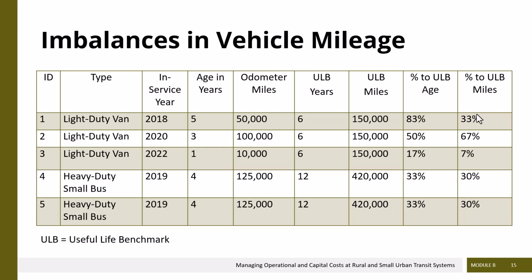But you'll notice that the percent to ULB in terms of miles is only 33% because it has only accrued 50,000 miles. The ULB is 150,000 miles, and so it's only 1/3 towards the ULB in miles. And this is an example of an imbalance, right?